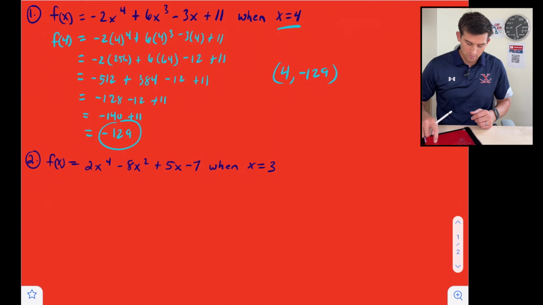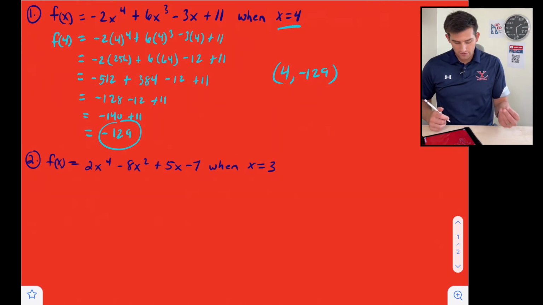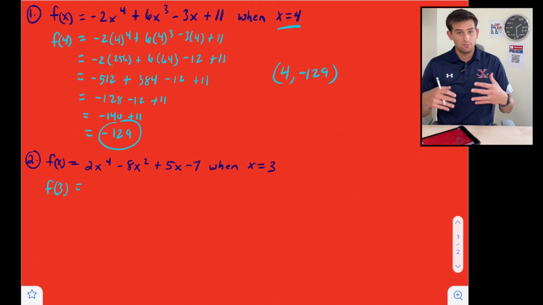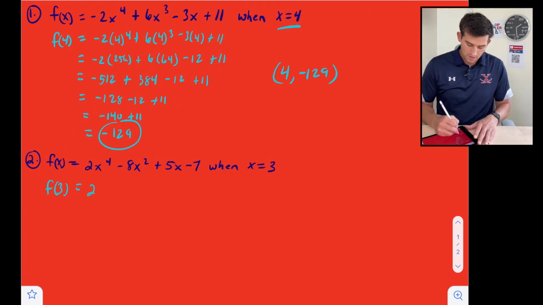All right, our second example, we're going to evaluate the function f of x equals 2x to the fourth minus 8x squared plus 5x minus 7 when x is equal to 3. So once again, let's find f of 3, or our input is 3. We need to find the output. So we're going to say 2 times 3 to the fourth power minus 8 times 3 squared plus 5 times 3, and then minus 7.